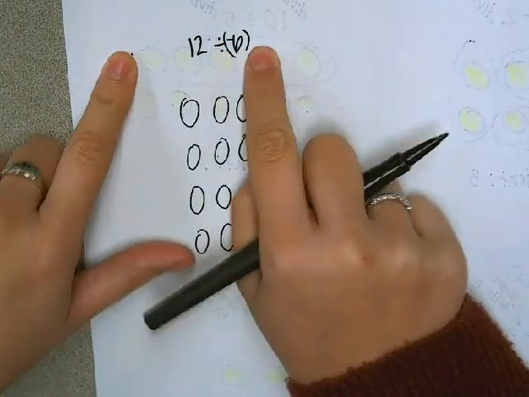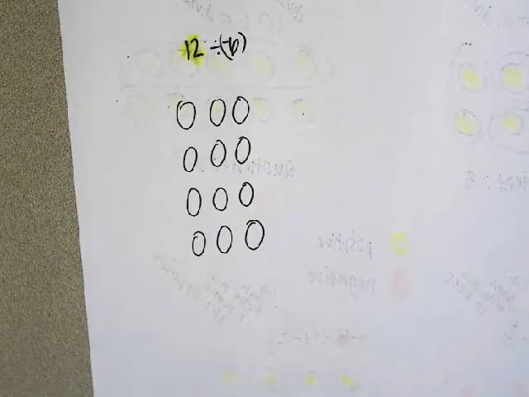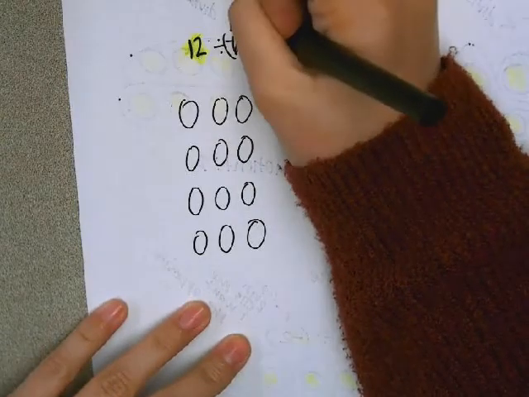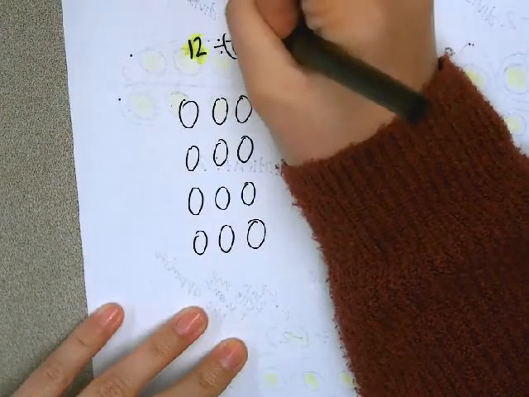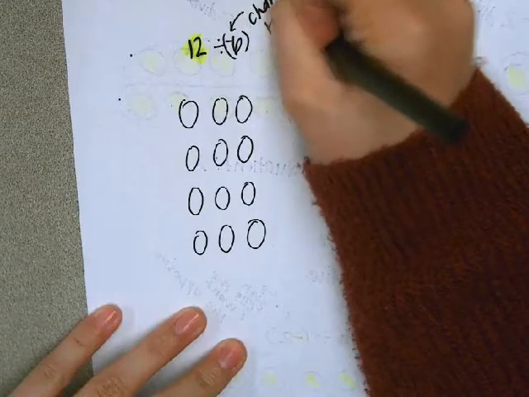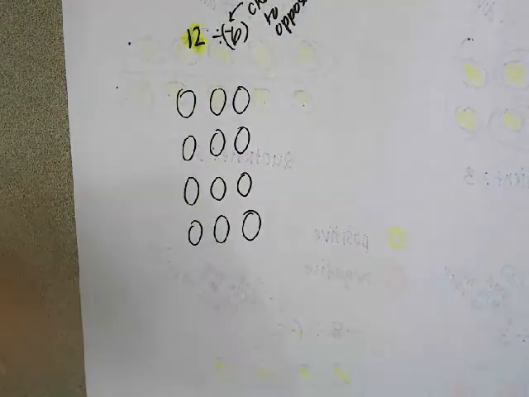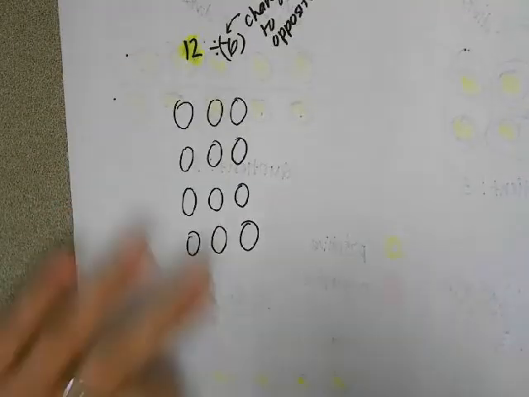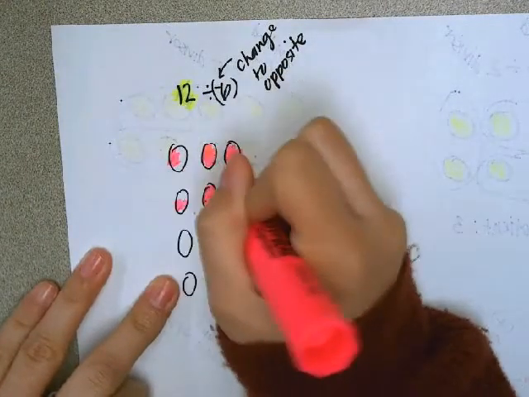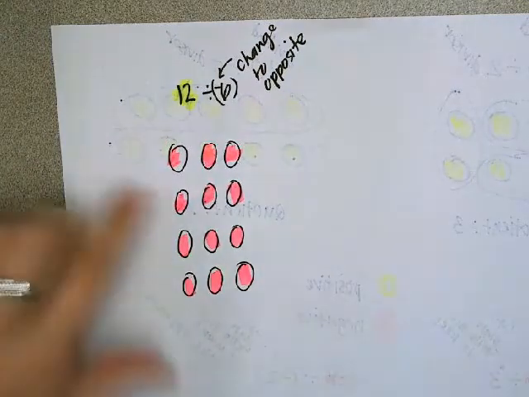12 divided by -6. Right now it's yellow because my 12 is positive, but my -6 is telling me to change it to its opposite. The opposite of yellow, remember, was pink. So I'm going to color in all of my circles pink. Now I know my answer is going to be negative because my circles are pink.